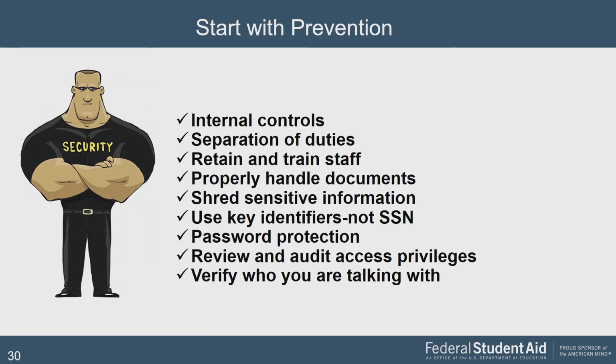Prevention is the security guard. This is what prevents people from getting beyond that gate. It's your internal controls, separation of duties. For example, typically if you're in the financial aid office issuing financial aid, you're not also in the bursar's office handing out checks. It's retaining and training your staff, properly handling documents, shredding sensitive information, using key identifiers that are not a social security number.